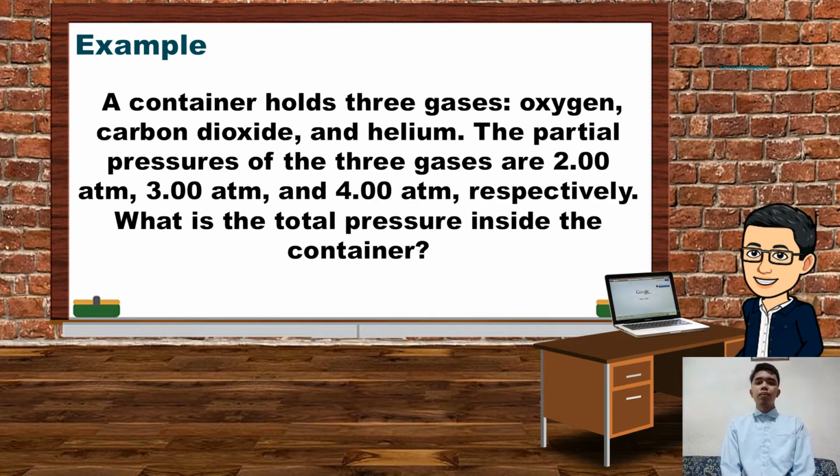Let us have a sample problem involving Dalton's law of partial pressure. For example, a container holds three gases: oxygen, carbon dioxide, and helium. The partial pressures of the three gases are 2 atmosphere, 3 atmosphere, and 4 atmosphere, respectively. What is the total pressure inside the container?